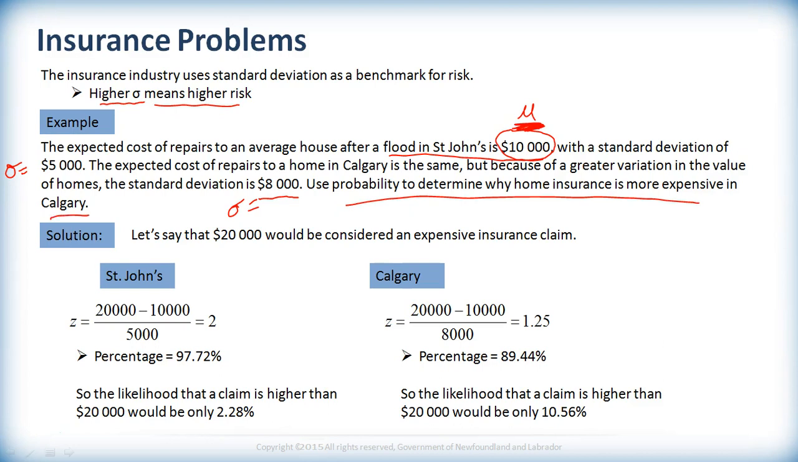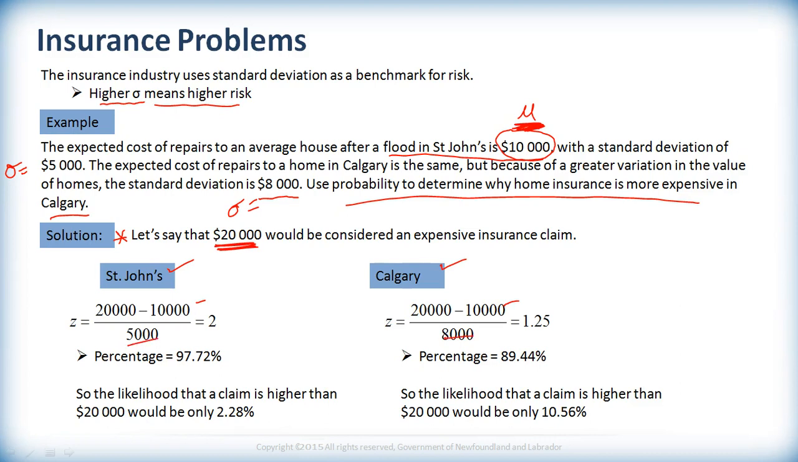Okay. So what we're going to do here is talk about probability. If we say a certain percentage of data is below a value, then the probability that you're above that is equal to the remaining percentage. So let's say that $20,000 would be, for a company, a very expensive claim. We're going to put that in there just as an example to get our heads around this. So let's consider a $20,000 repair in St. John's, and then we'll consider one in Calgary, where they have the same mean but different standard deviations.